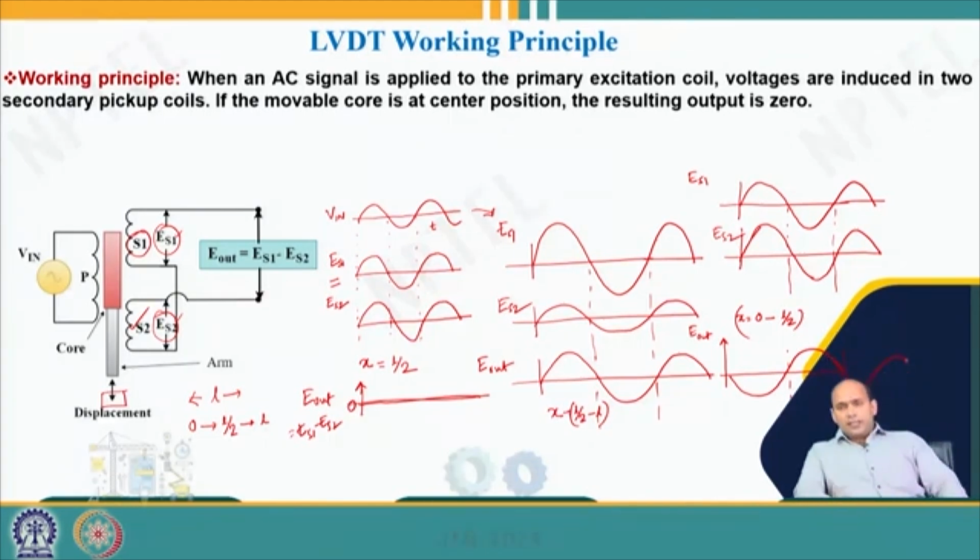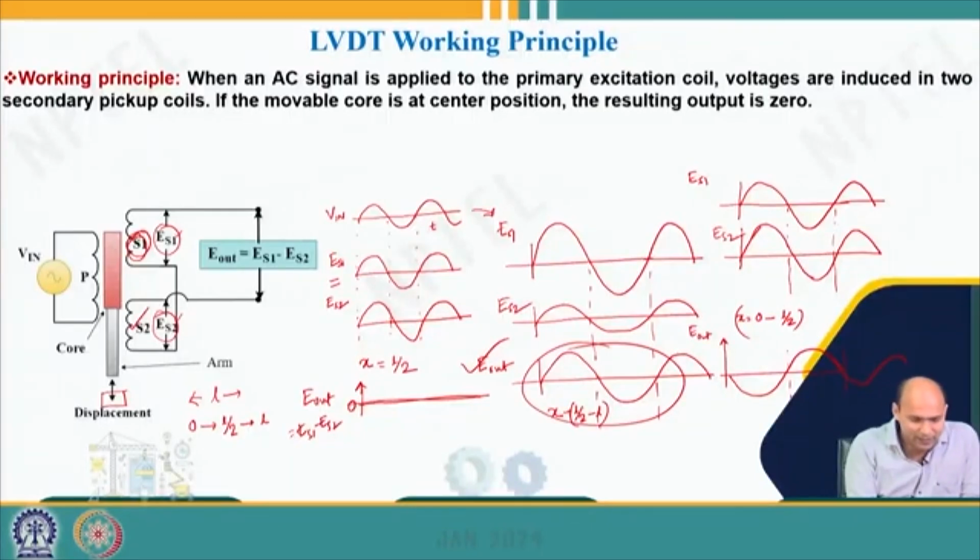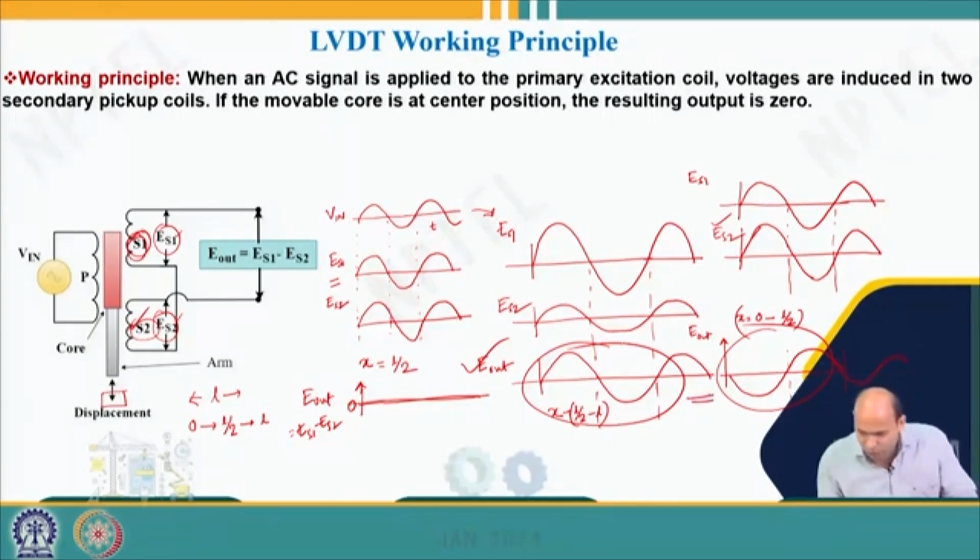Right. So basically we can consider that if the core is towards S1, then coupling with respect to S1 will be more than S2, and as a result the E output will look like this one. Whereas if the core position is towards S2, then coupling with respect to S2 will be more, and in this case my output voltage will be like this, right. So what is the difference between these two output voltages? They are out of phase, is not it? Their phases are opposite to each other.